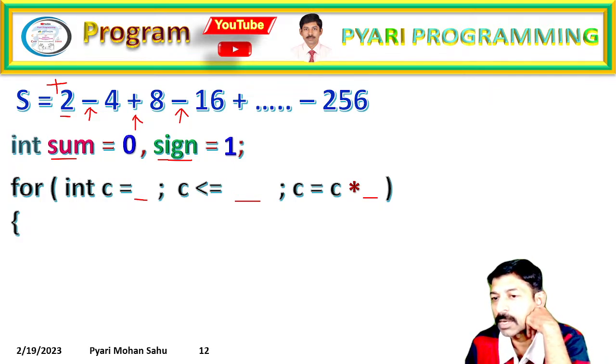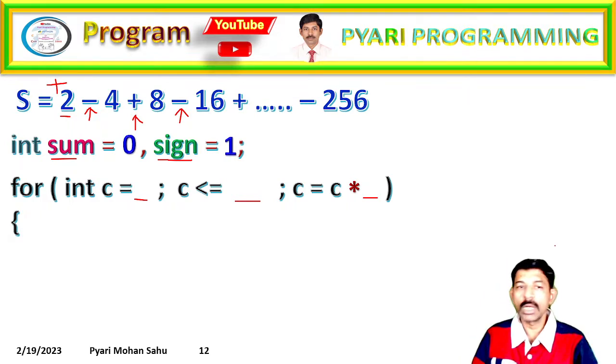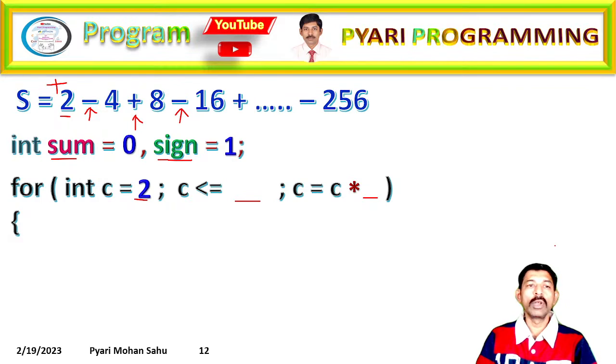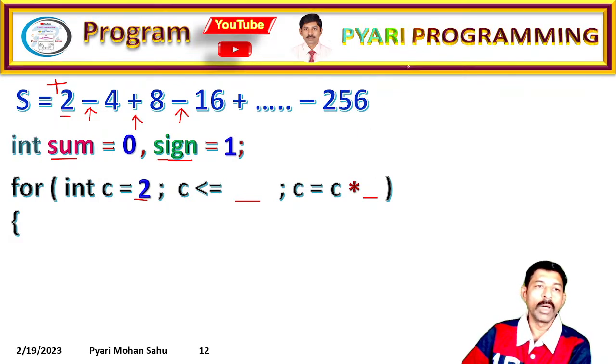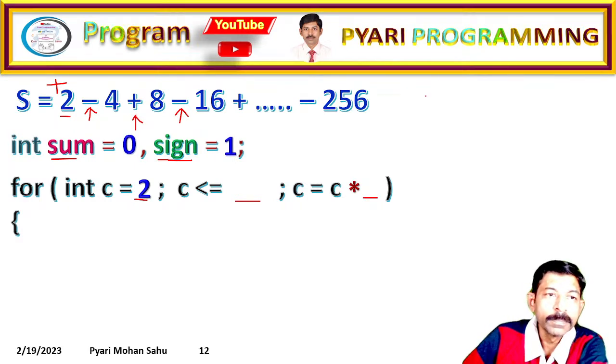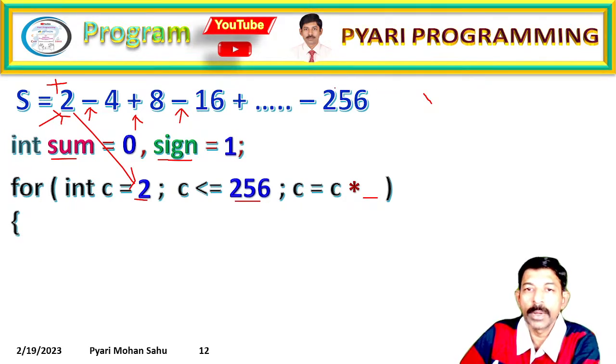Everyone's answer is correct. C initial value is 2 because as per the series, it starts from 2. Value 2 we can see over here. That's why the initial value is 2. Now it stops at 256. So that's why the stopping value is your 256.